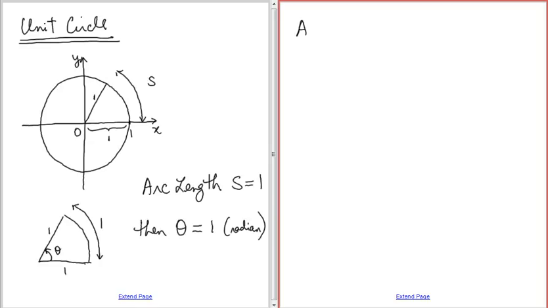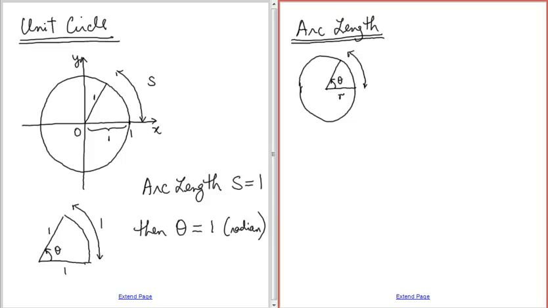So now, what if we don't have 1 radian? Can we figure that out? What is the arc length of any sector? When we have a circle, we have the radius r, and this would be the angle theta, and what would be the arc length? S is equal to what?